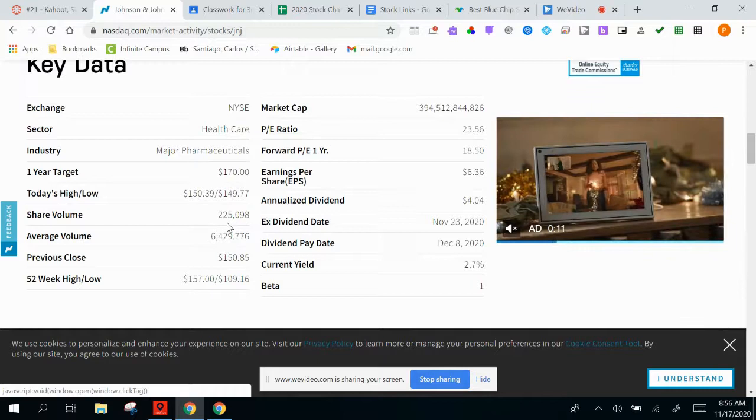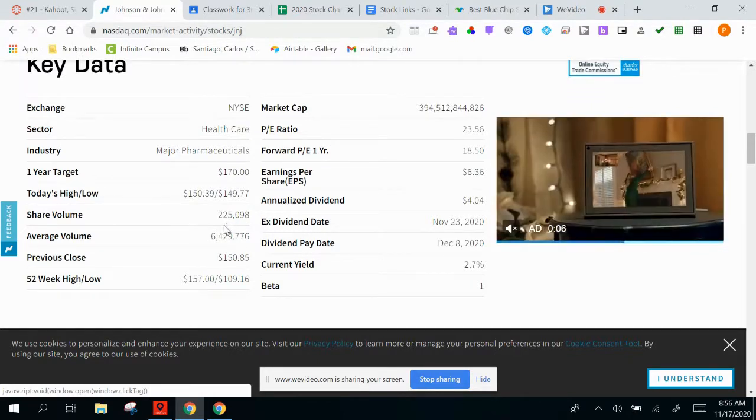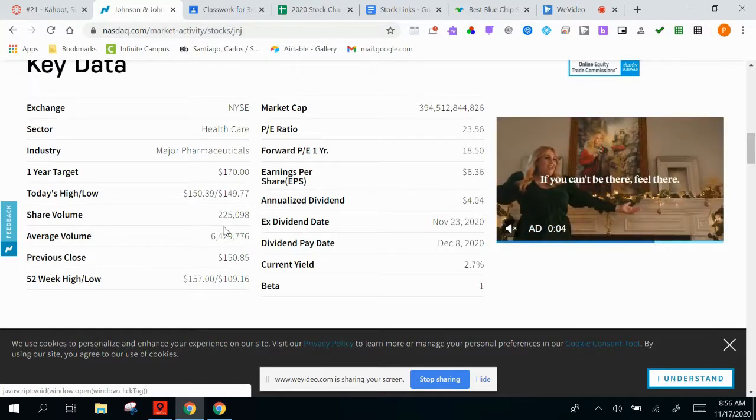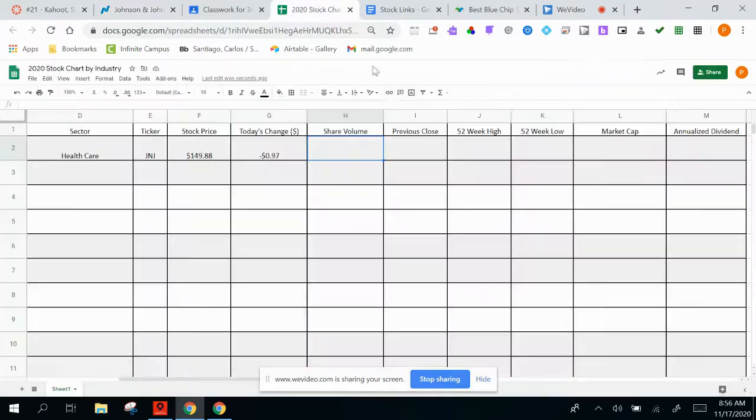So far, I'm at about 225,000. So I'm going to put that number in our share volume. That's just going to give you guys an idea when you evaluate different stocks, how actively they're being traded. So 225,098 shares have been traded so far today.